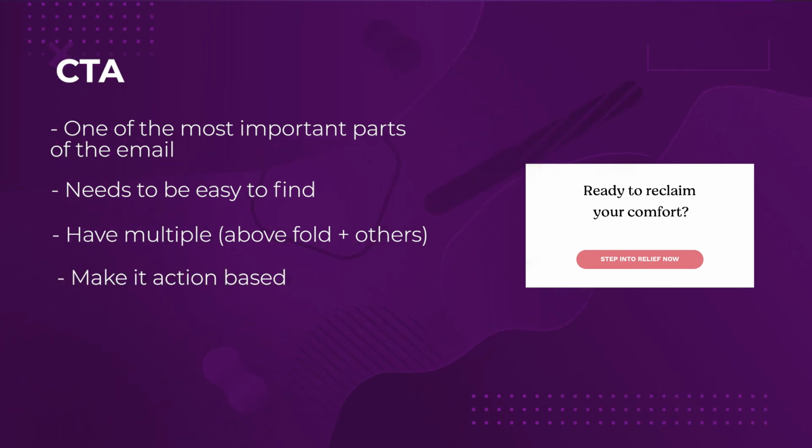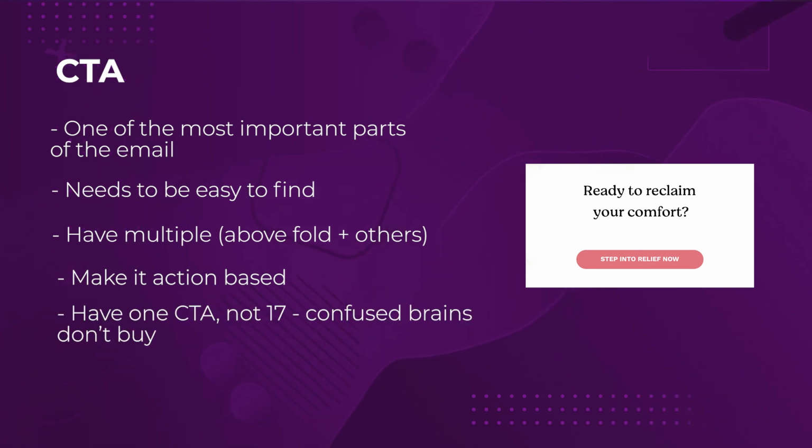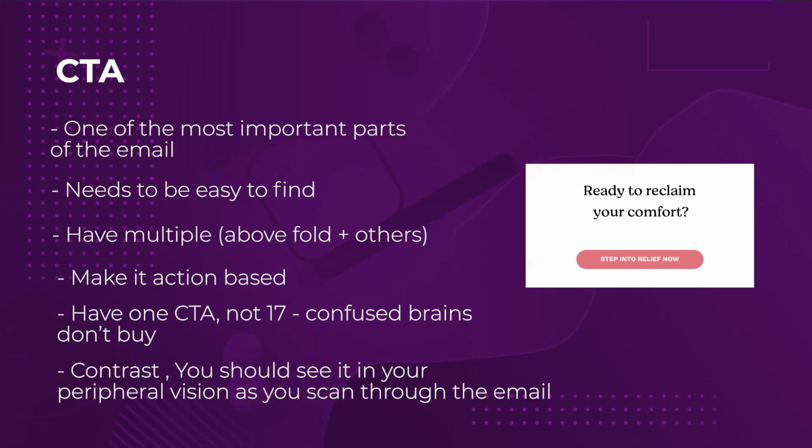Make sure the CTA is action-based. Shop now as a very, very simple example. Have one CTA. That doesn't mean one button for the CTA, but you don't want to have 17 things. You don't want to learn about our story. Shop now. Go donate. That's confusing. Confused brains don't buy. Again, there should be one CTA, and that CTA should really pop. Make sure there's contrast as your brain scans through the email. You should be able to see the CTA in your peripheral vision.